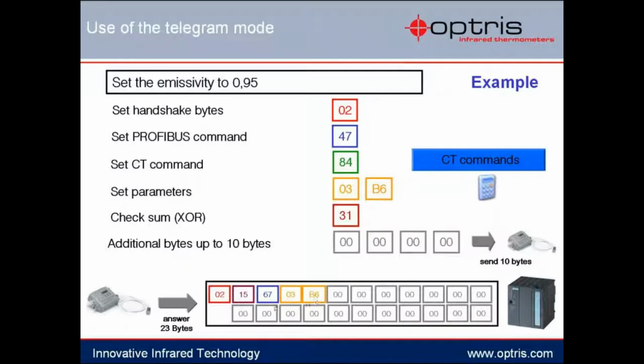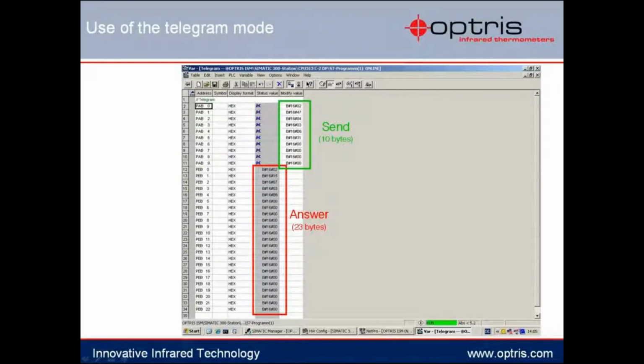Afterwards, the parameter bytes will follow with the value which was changed at the sensor. In our case, the values 03B6 are received. The emissivity was changed to 0.95. The missing bytes to come up to 23 bytes will be filled up with zeros. Here we can see the complete sending and receiving telegram within the SIGMATIC software. The green area shows the 10 bytes which have been sent. The 23 bytes are shown in the red area which were received by the PLC.